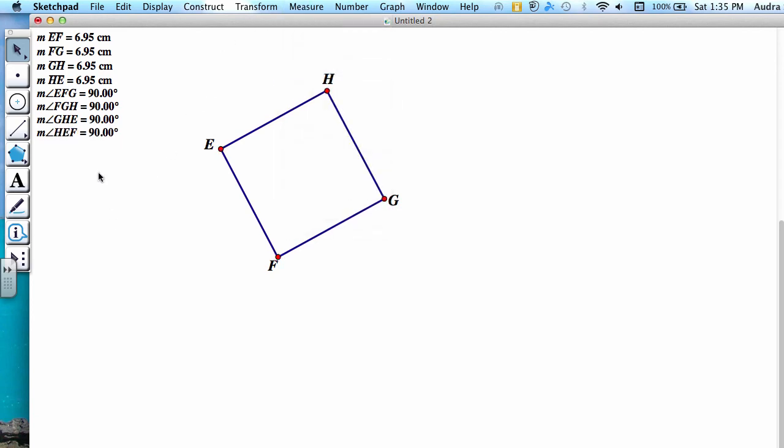As you can see, all of the angles also measure 90 degrees, and again we have all of the sides that are the same measurement, so therefore we do have a square.